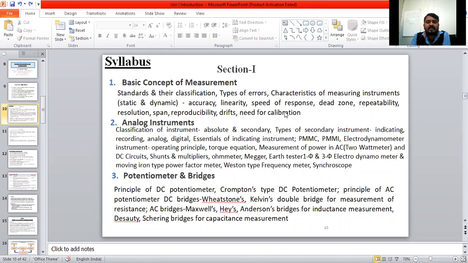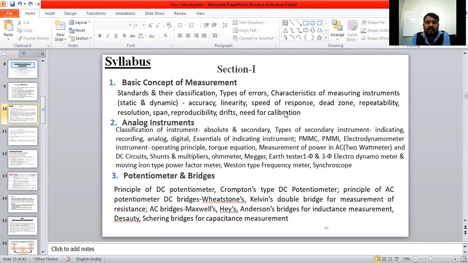Next will come the second unit. Actually, this is a very important unit. Here, the maximum number of instruments we are going to discuss in this second unit are analog instruments. The analog instruments classifications we have to discuss first. What do you mean by analog instruments? It means total measuring instruments. So it may be analog, digital, and integrating, we can call that here.